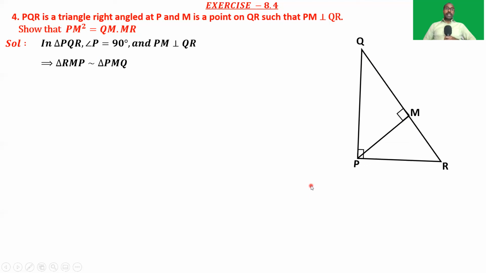So as triangle RMP is similar to triangle PMQ, now the corresponding sides: PM by QM is equal to MR by PM. So from this we can write PM square is equal to QM into MR. So hence we proved the result.